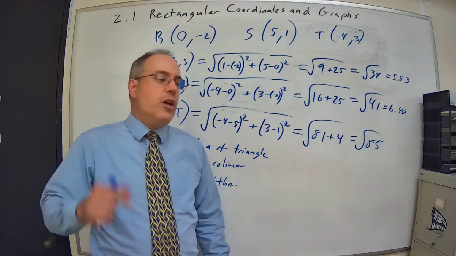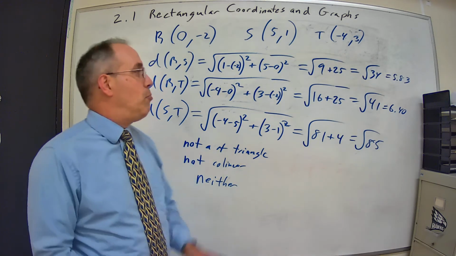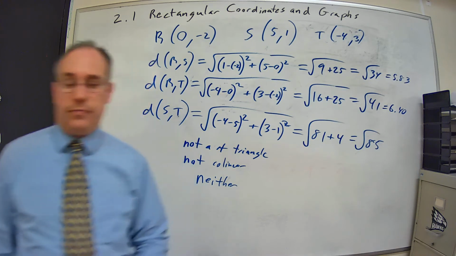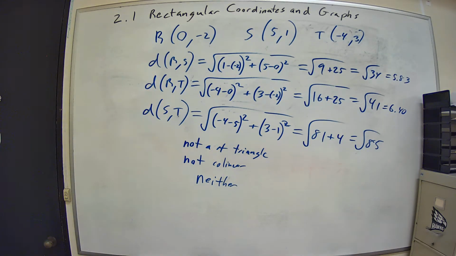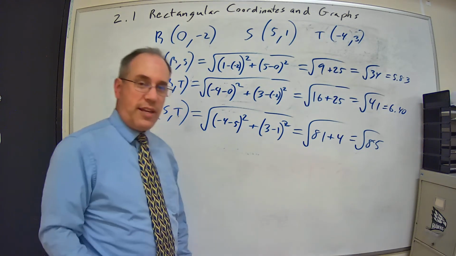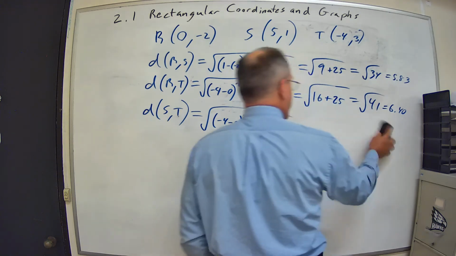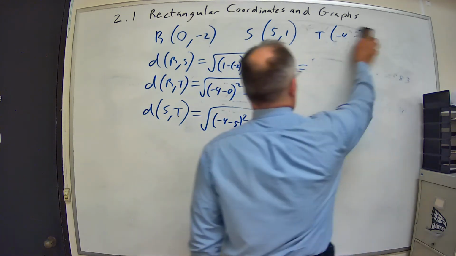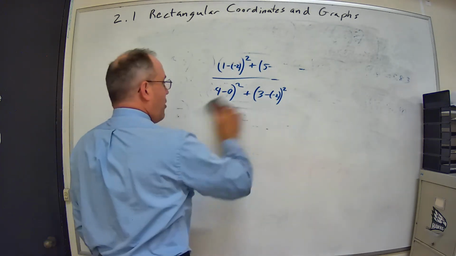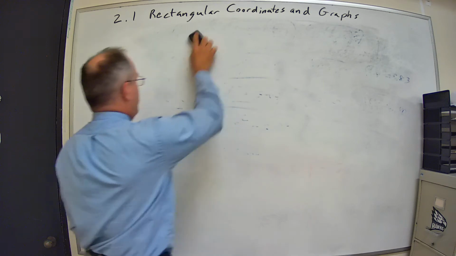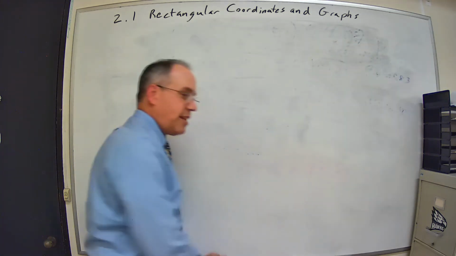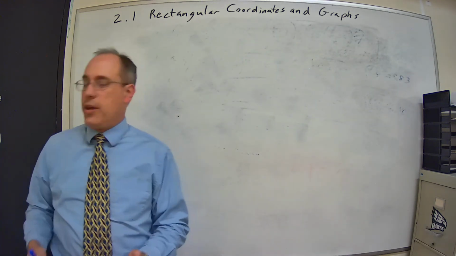I will also warn you, do not plot the points on a rectangular coordinate system and make your decision from that. The reason I tell you that is because just because something looks like it's a right triangle, or just because something looks like it creates a line, does not necessarily mean that it really does. So don't eyeball it. Don't just plot the points and say, well, that's a right triangle, or that's collinear, because there's no guarantee from that.